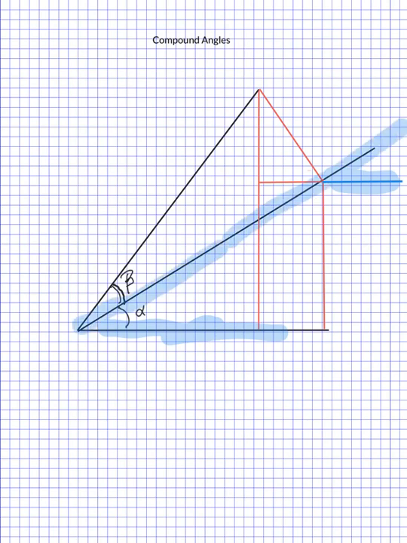So obviously this angle right here is also alpha, same angle, right? And so that means that this angle right here is also alpha, right? Because these are just these two lines forming an X pattern. So this is alpha as well.